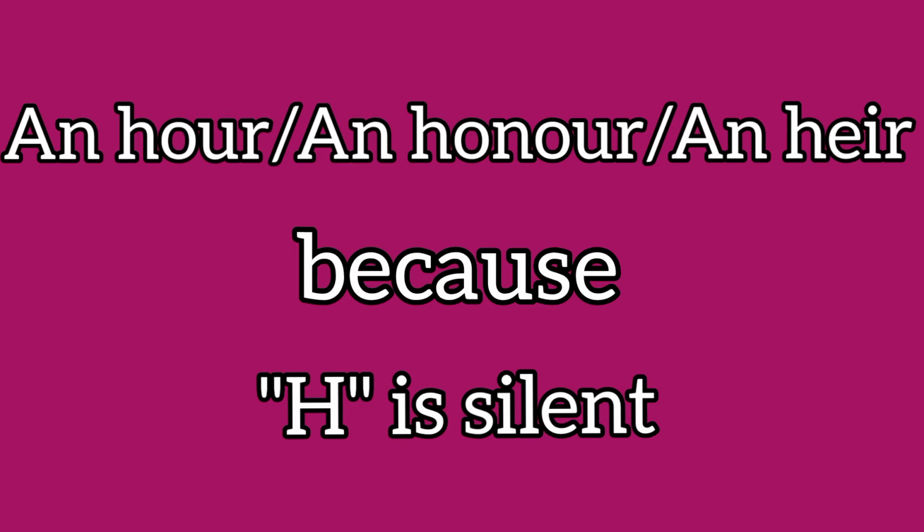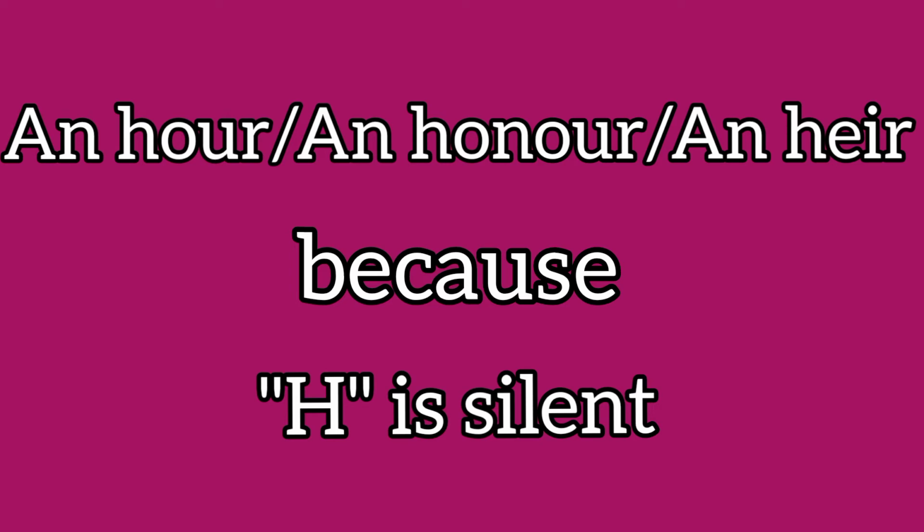An honorable man. Here also the spelling starts with the consonant letter H, but it is silent, so the pronunciation starts with the vowel sound. Honorable, and therefore we'll use an before honorable. An heir, H-E-I-R, one who is entitled to receive the property. An heir, the H is silent again, and so we'll use an because the pronunciation starts with the vowel sound.